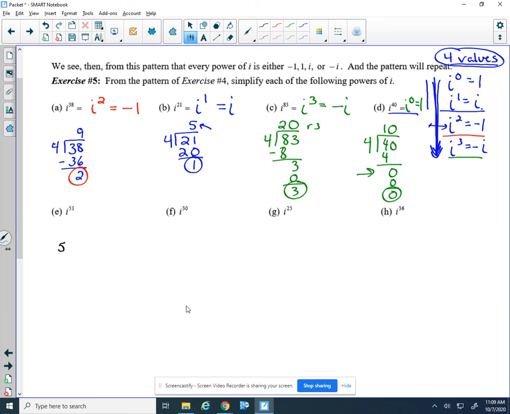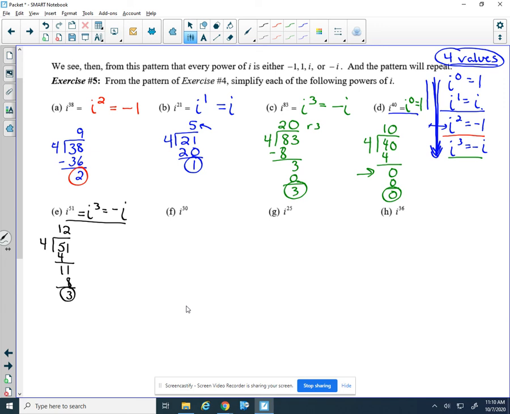So here is 51. 51 divided by 4. 4 goes into 11 twice. So this is a remainder 3. So i to the 51st is the same as i to the 3rd, which is negative i. Sorry, I said that wrong. I know that because I know 48 is a multiple of 4, so I know that 51 is 3 bigger than that. So if you wanted to skip the division step, you could.